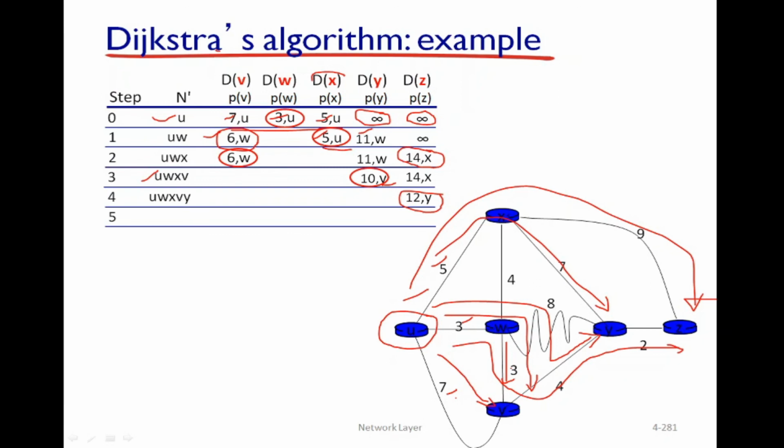This is how the table is updated after all the iterations, and we get the minimum cost for each node. U to x, the minimum cost is 5. U to w, the minimum cost is 3. U to v, the minimum cost is 6. Then u to y is 10. And u to z, the minimum cost is 12. So this is how the Dijkstra algorithm works.